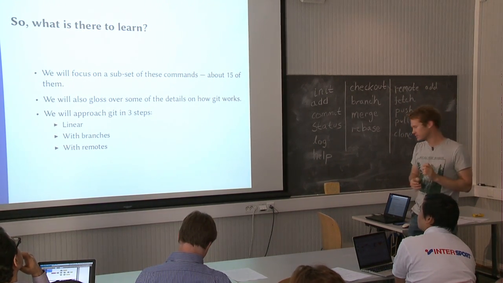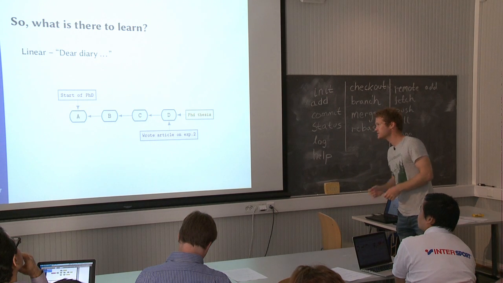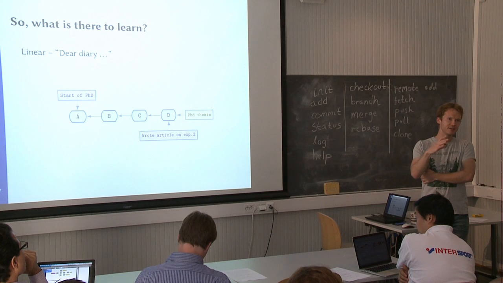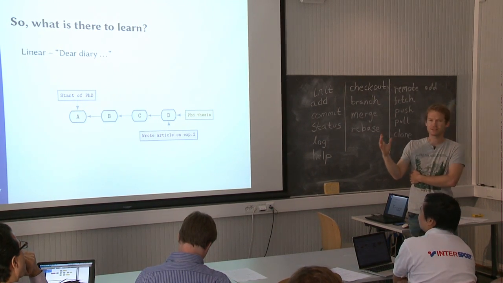Linear is basically just doing changes in a chronological order. So things happen after each other in time. My version A turns into version B, turns into version C, and so on.